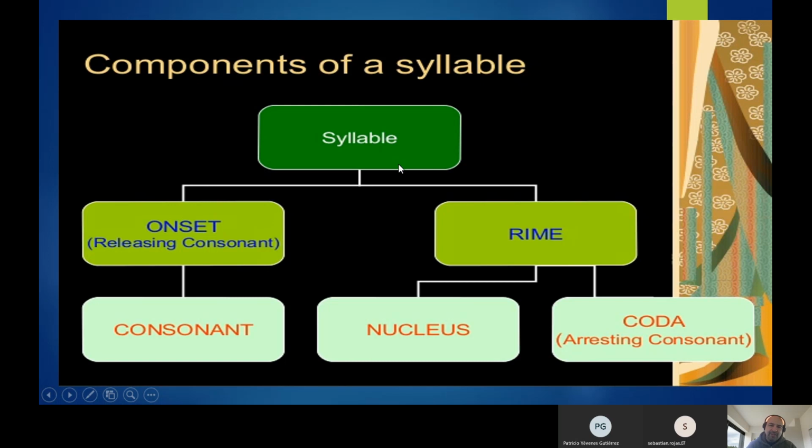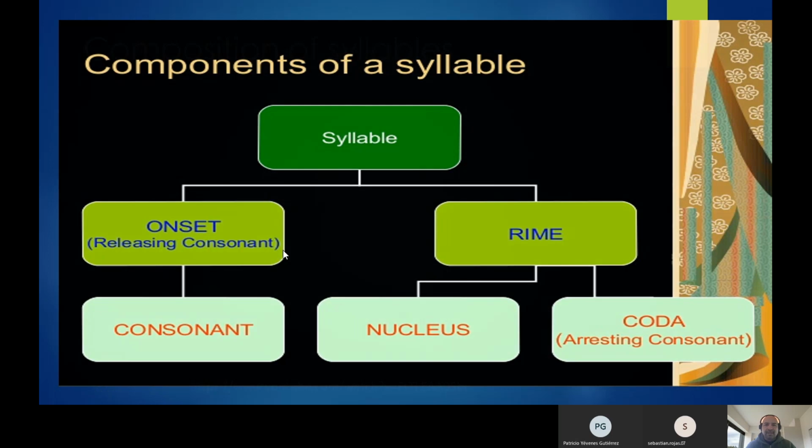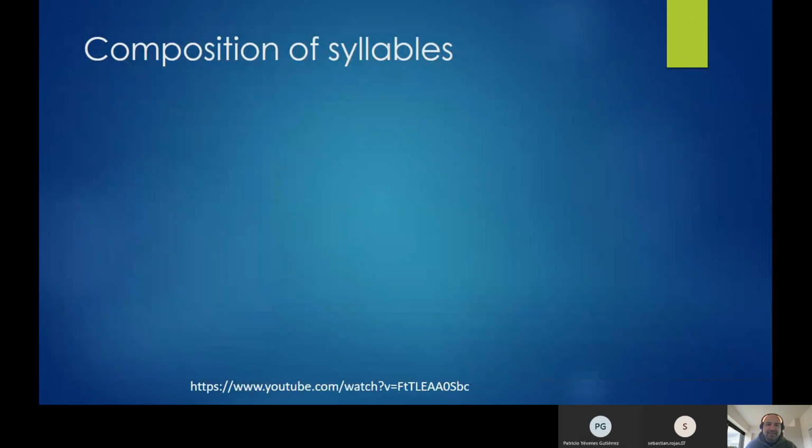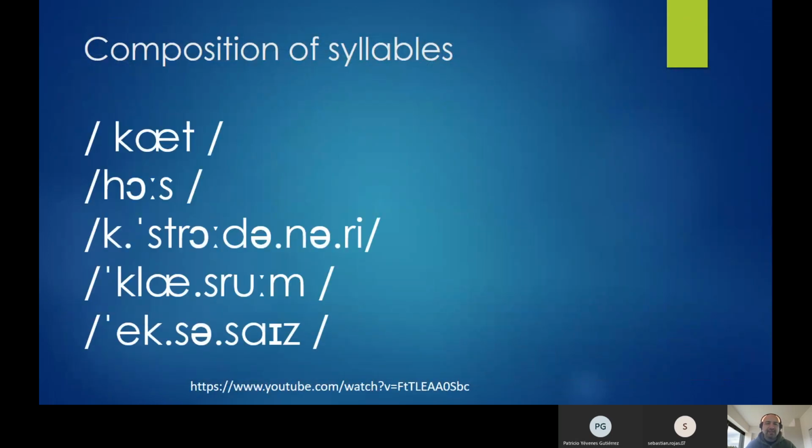The protagonist, the birthday boy, is the vowel sound, the nucleus. That always has to be there. But the coda and the onset are optional, all right? Let's see these aspects or information, theoretical information applied to this exercise.